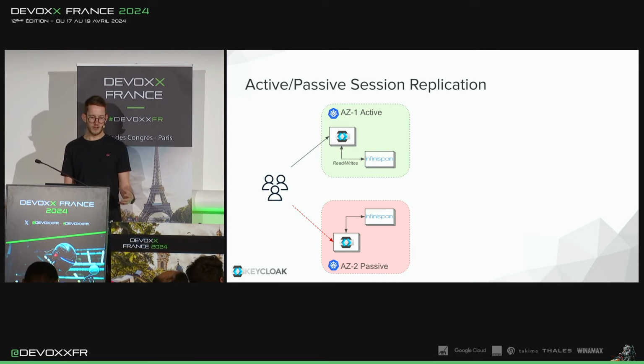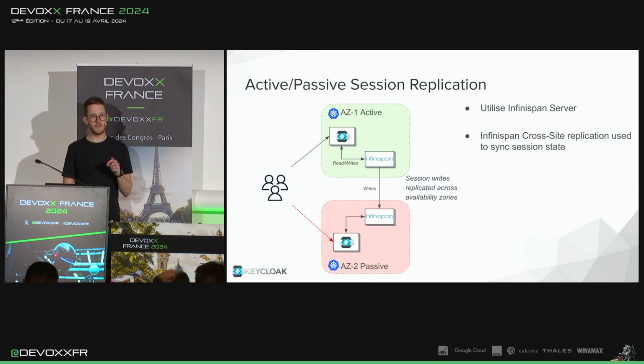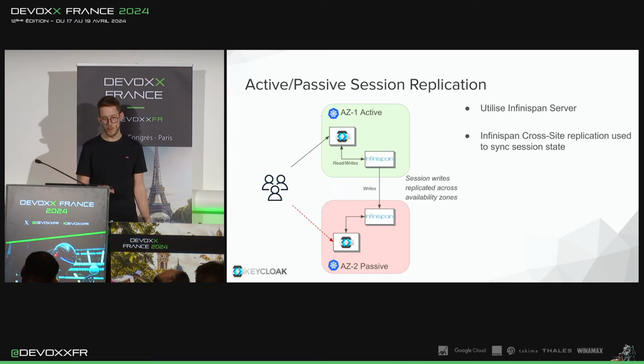So when we are talking about replicating sessions between sites, we now have an Infinispan server deployed in our architecture. There's no session data deployed in Keycloak itself. The reason we do this is we leverage Infinispan's cross-site replication abilities. When a Keycloak pod requests a write of session data to the Infinispan server, the Infinispan server synchronously replicates this write to the passive site, and only when this completes does the Infinispan server return to the Keycloak pod, which in turn returns a response to the Keycloak user.